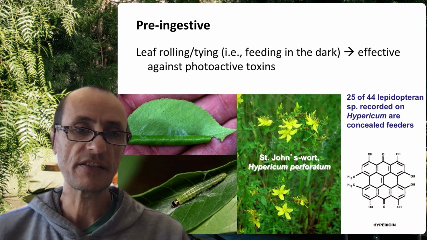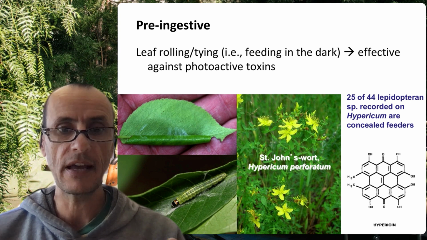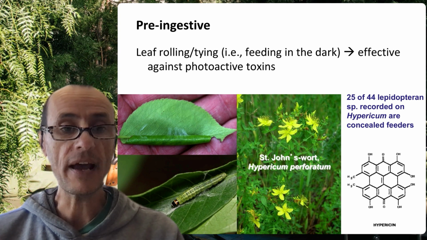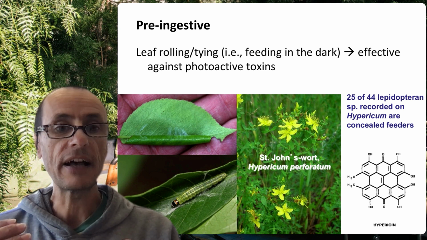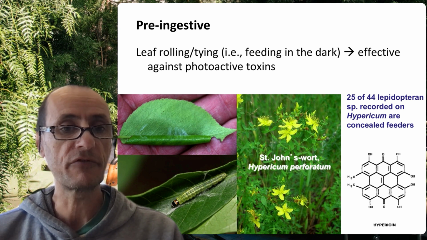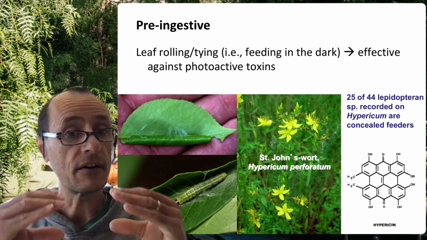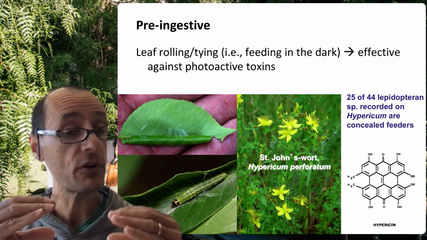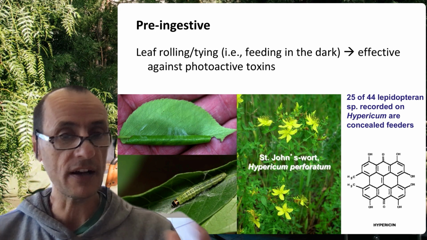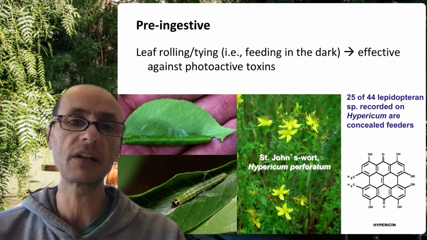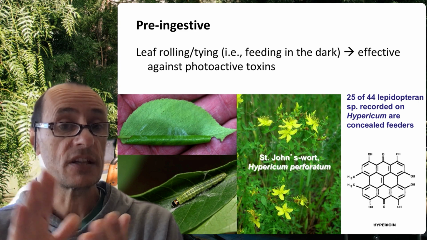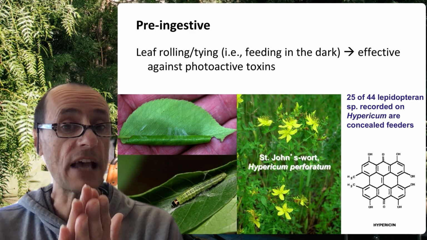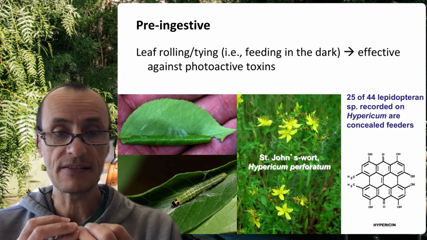Here's another pre-ingestive way in which some herbivores can reduce the potential damage that plants have on them. We learned earlier that there's a certain class of compounds, the linear furanocoumarins, that in the presence of UV light are photoactive and cross-link DNA, causing cell replication and other things to become damaged. Well, if you can prevent UV light from hitting the leaves as you're feeding on them, this could minimize that kind of damage.